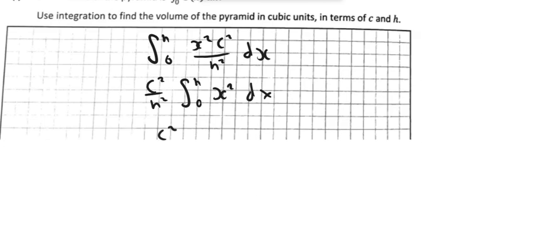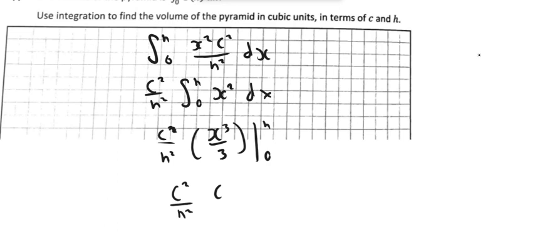It'll just be x cubed over 3, and then between h and 0. So if you put an h in, you get h cubed. So it'll be c squared over h squared, h cubed over 3. They're just being multiplied by each other. Minus then, if you put a 0 in, you won't get anything, because everything's being multiplied by 0.